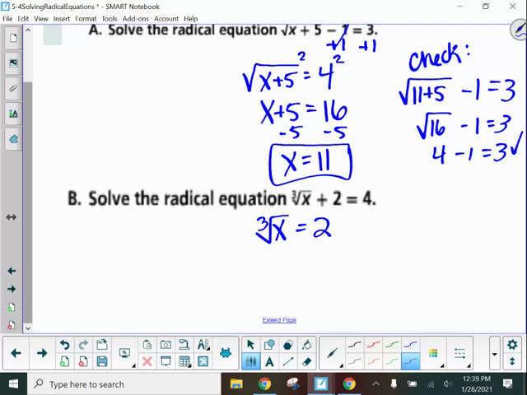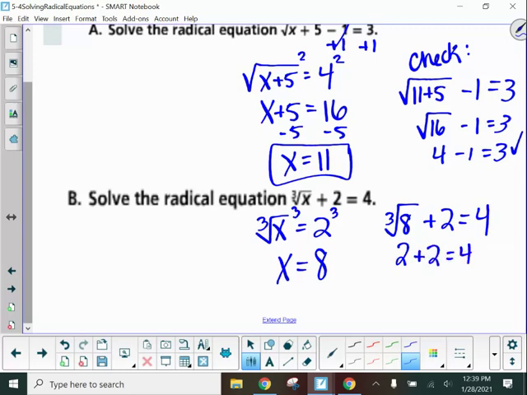Now I have to undo the cube root, and I do that by raising each side to the third power. The cube root and the cube undo each other, so I'm just left with x. And 2 cubed is 8. Again, before I box that in, I need to make sure it's actually a solution. I need to check that the cube root of 8, plus 2, is 4. The cube root of 8 is 2, and 2 plus 2 is in fact 4, so that works out.